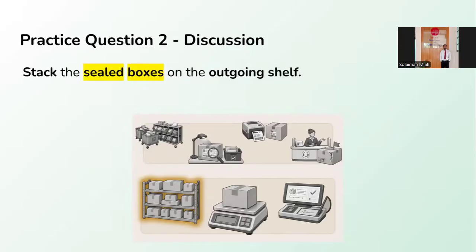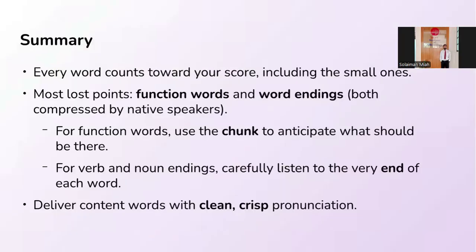To recap, every word counts towards your score, including the small ones. The most common mistakes are missing function words and missing word endings, both because native speakers compress them and they're hard to hear. For function words, thinking about the jobs of the chunks can make it easier to identify these function words. For special word endings, be sure to especially pay close attention to the end of each word as you listen. And, in general, aim to pronounce the content words clearly and crisply, since mispronunciation is the other main issue with this type of word.